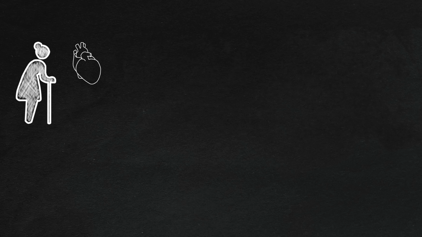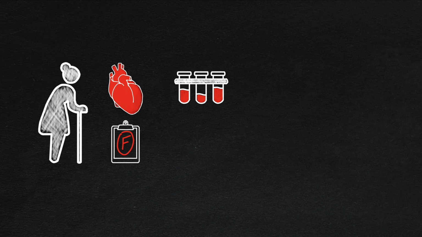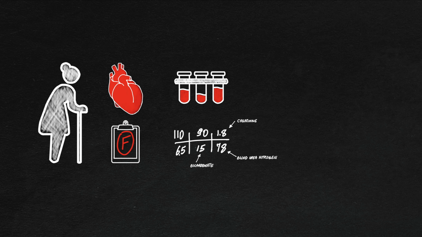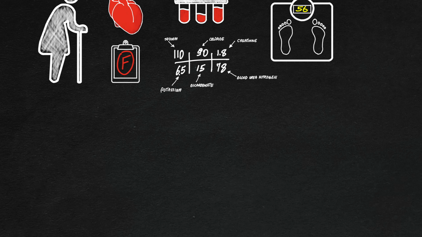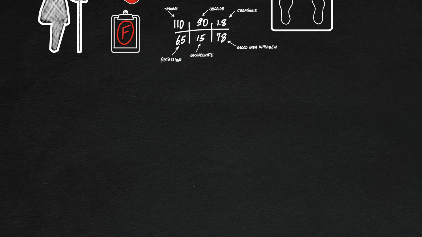An elderly patient presents with decompensated heart failure, and her labs show kidney failure complicated by hyponatremia, low sodium, hyperkalemia, elevated potassium, and metabolic acidosis. And she is 6 kilos above her baseline weight. The decision is made to start continuous dialysis given her tenuous respiratory status.